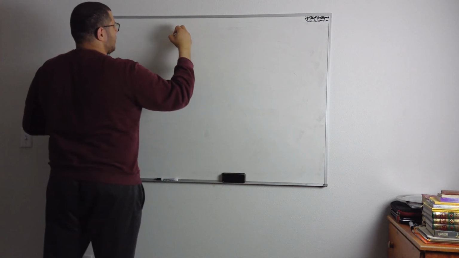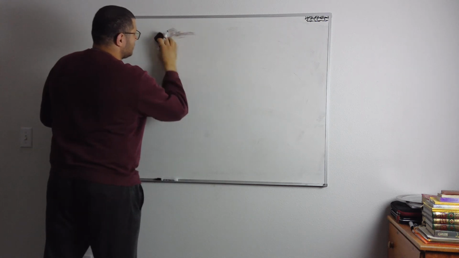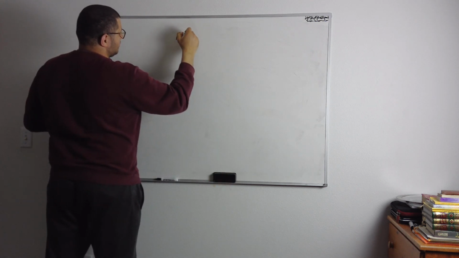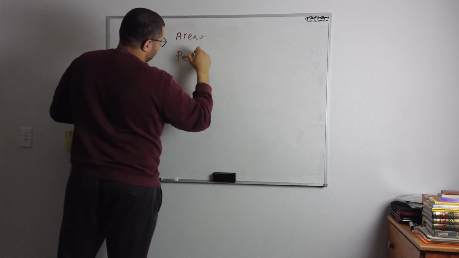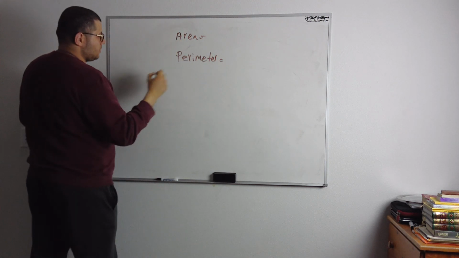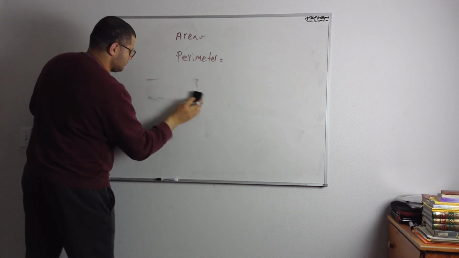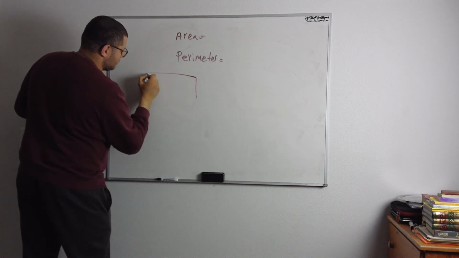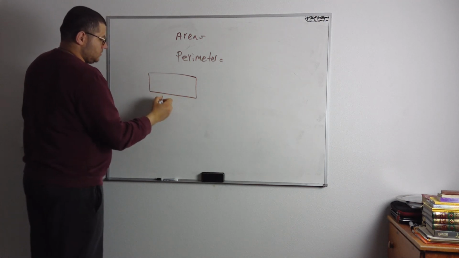So we're trying to find the area, and we're trying to find the perimeter. Let's write this in a better manner here. Let's say this is area, and this is perimeter. Awesome. There you go, we have a rectangle. This is the length.